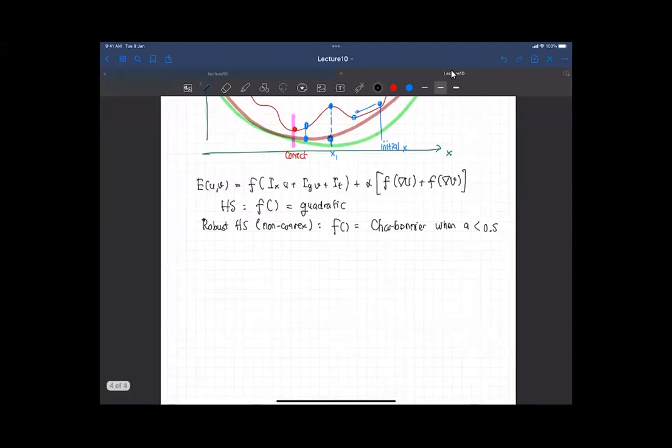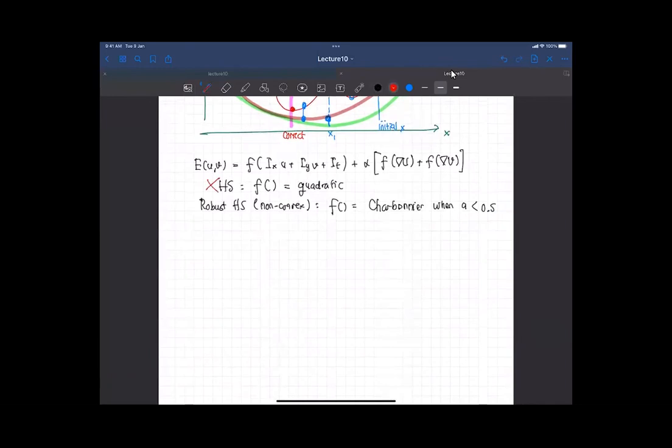Okay, so let's imagine this. This is your original. So this one is not the case. This one is not the case. This is the case where we have a non-convex function for F. For this case, it's quite simple. So let's look at the modified or approximate function EQ. EQ of u, v here is a quadratic function: (I_x u plus I_y v plus I_t) squared plus alpha times (nabla u squared plus nabla v squared). So EQ here is actually the original HS function, which is quadratic. And because it is quadratic, it is convex.